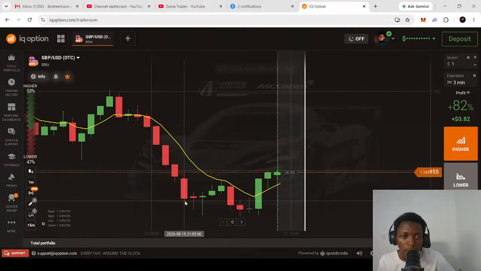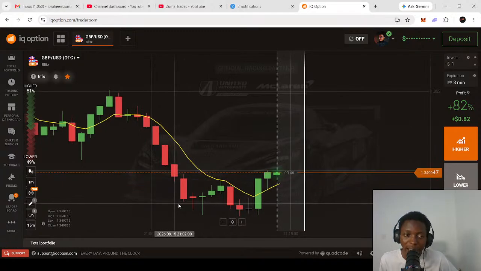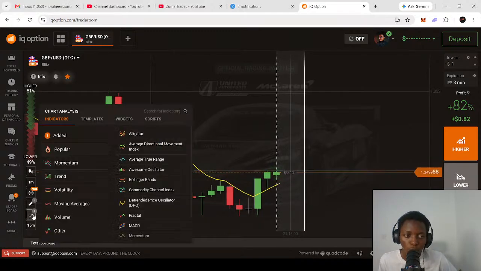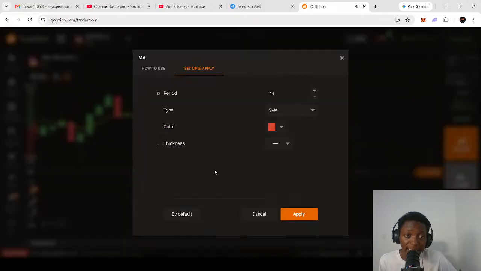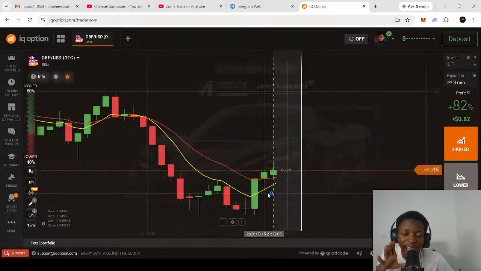Yeah, so the next indicator is another moving average. So we go to the indicator section, we click it, we come to the moving average, we select it, and then we leave the period as 14. We change the simple moving average to exponential moving average, and we leave the color as red, and then we change the lines to thicker lines. We thicken the lines to see it very clearly, and then we click apply. And so now we have the moving average.